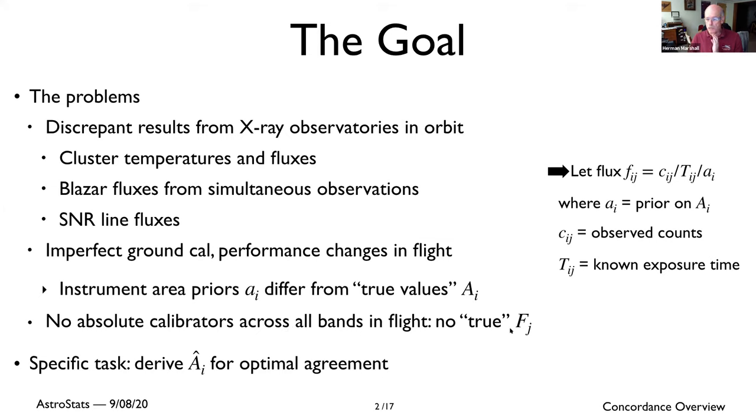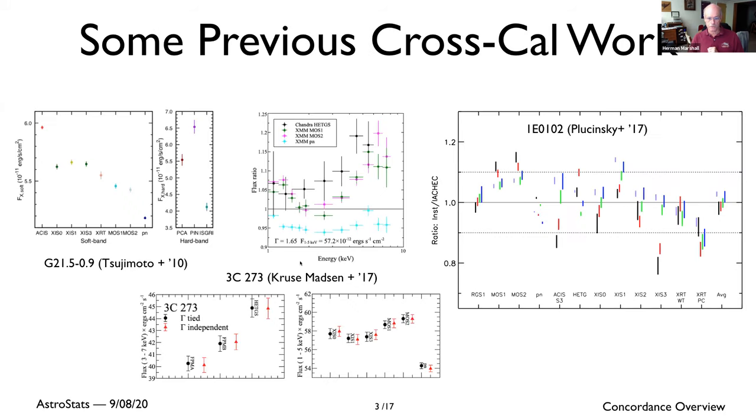So there is no true flux of a source for each individual source for which we measure an instrument's version of that. And you'll note that the exposure time comes into this. So what we want is to derive an estimate for what these true values are in order to get optimal agreement for all the instruments. So we have a graphic version. Let me see.